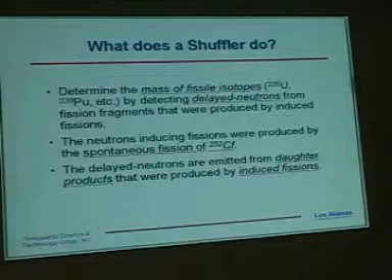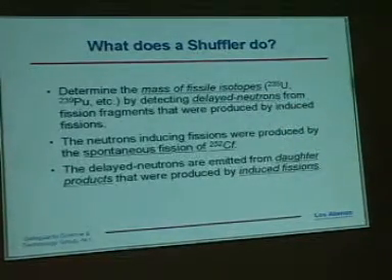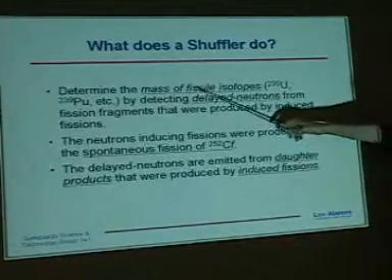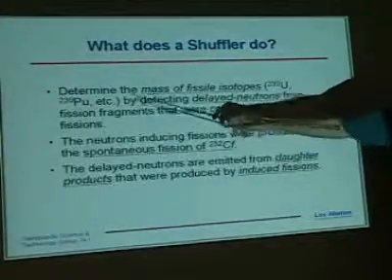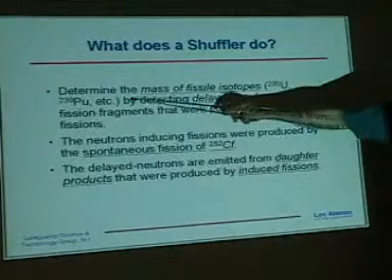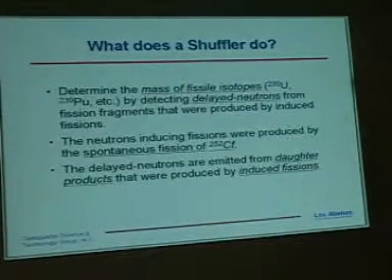So what does a shuffler do? In the most simple sense, you're determining the mass of a fissile isotope, and that's not totally true. You could also be determining the mass of a fertile isotope. But in general, you're interested in the fissile isotopes, 235 and 239, and 238, neptunium, well, it's fertile, but, and you're doing this, you're determining the mass by detecting delayed neutrons.